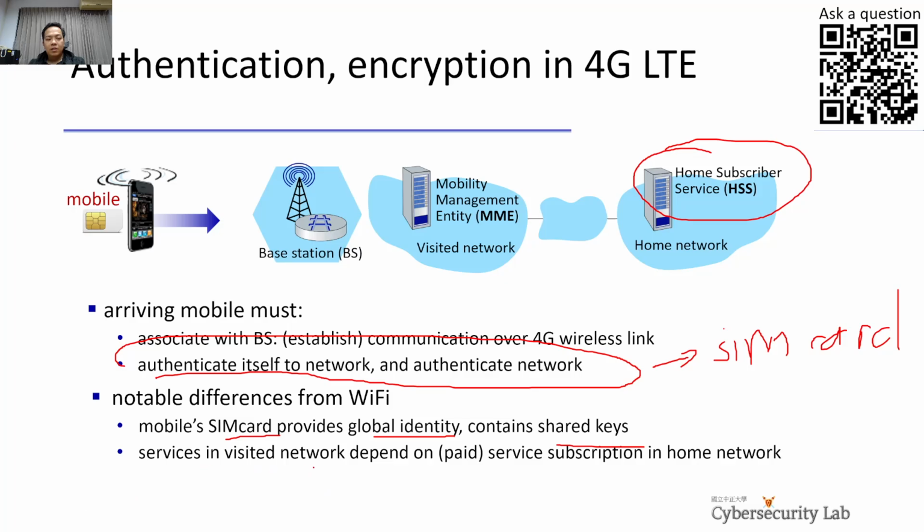And the service in the visited network can depend on whether it is paid. Wi-Fi may be free, or maybe others ask you to pay a little money to get the password. But this one must be a paid service subscription in the whole network. This is very similar to roaming. That means when you go abroad and you want to have a network, you need to register with Chonghua Telecom. Okay, when I go abroad, please keep the network subscription.